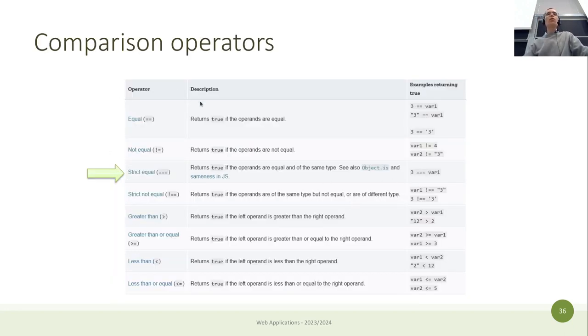So we'll focus on important things like the strict equal, the three equal signs that we already saw. It makes a comparison, first comparing the type. If the type is different, the expression evaluates to false. If the type is the same, let's see what is the value.